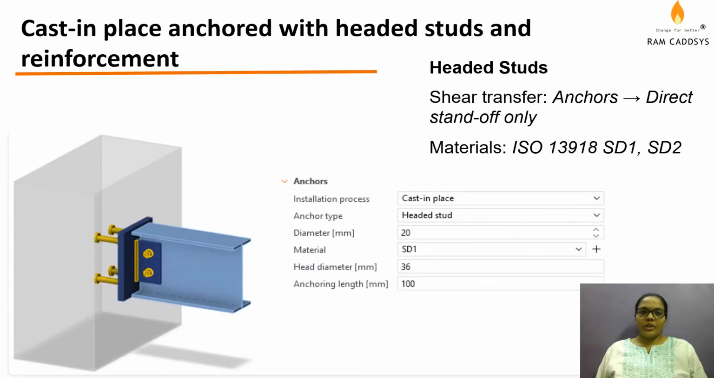Here we are going to see about the connection application anchorage types. In the connection application anchorage types, cast in place can be done using headed studs and reinforcements only. In the headed studs, shear transfer is done directly through the anchors. Here it follows the ISO standard 13918 SD1 and SD2.